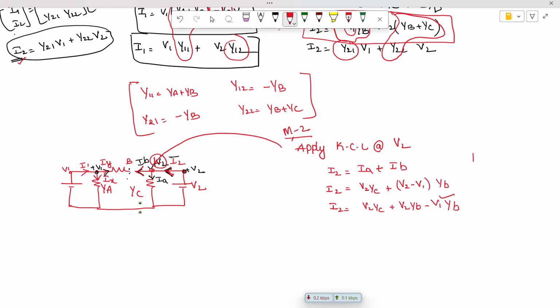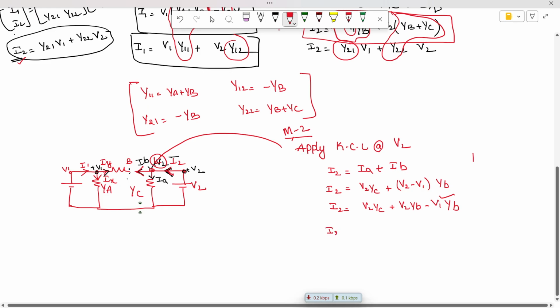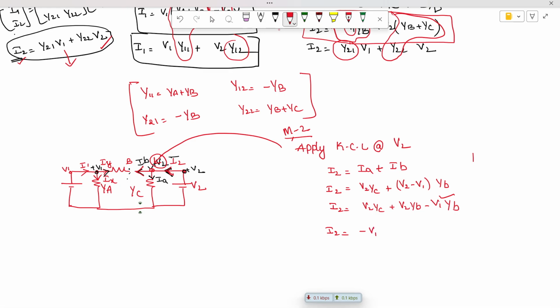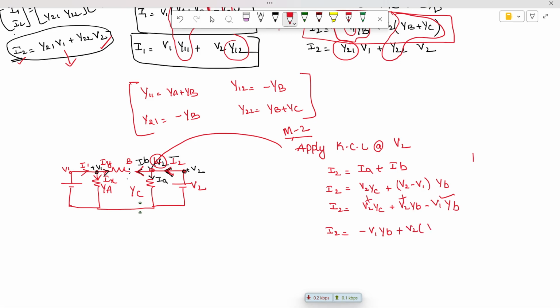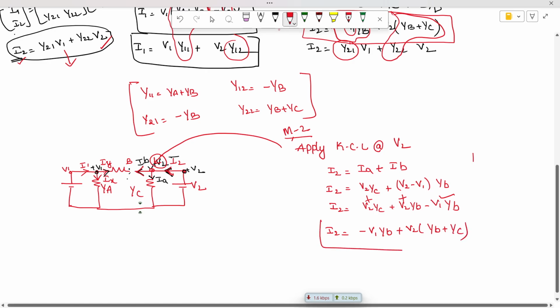Now let's try to write this in the standard format. What is the standard format? First it should be in terms of I1, V1 and V2. So here we are going to get V1 YB plus, you take V2 as common, then you get YB plus YC. So this is the expression we had got. Let's try to compare with the standard expression. What is the standard expression we have?